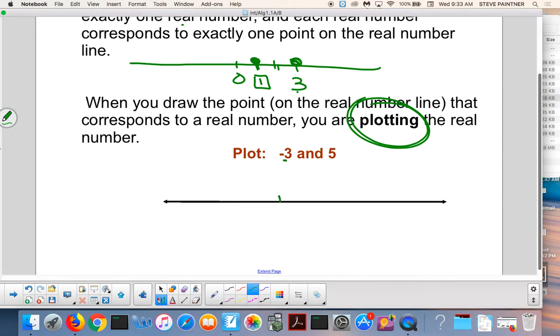I'd always put the origin down first. Put 0 down. I'll just put some numbers down. I don't put a lot of numbers down. I just put maybe 0 and a 5 and a negative 5. Okay?